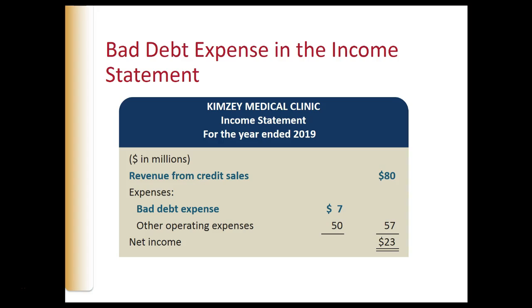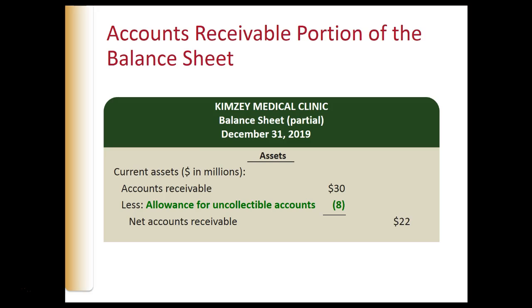Now, in the 2019 income statement, Kimsey will report bad debt expense of $7 million along with the other operating expenses of $50 million as shown on this slide. Now, even though the $7 million in bad debts has not actually occurred, they're estimated to occur and are associated with this year's credit sales. So we show in the income statement both the revenue from credit sales and the cost of those credit sales, bad debt expense.